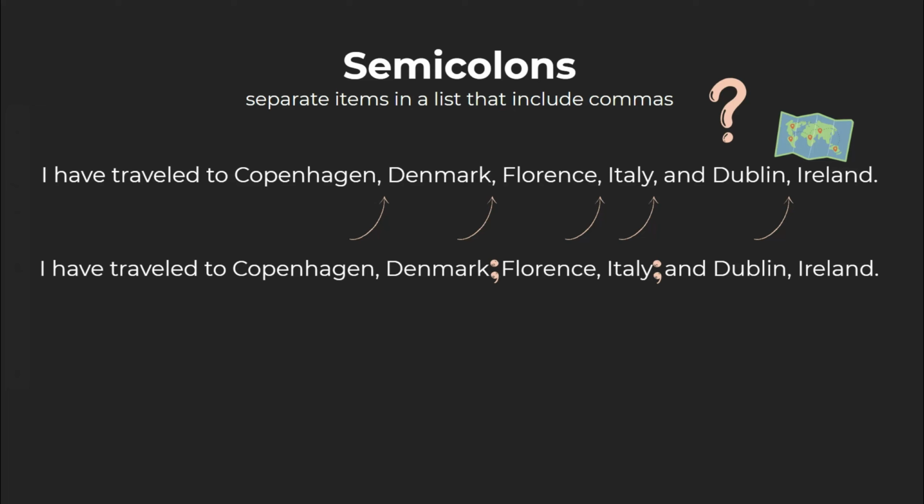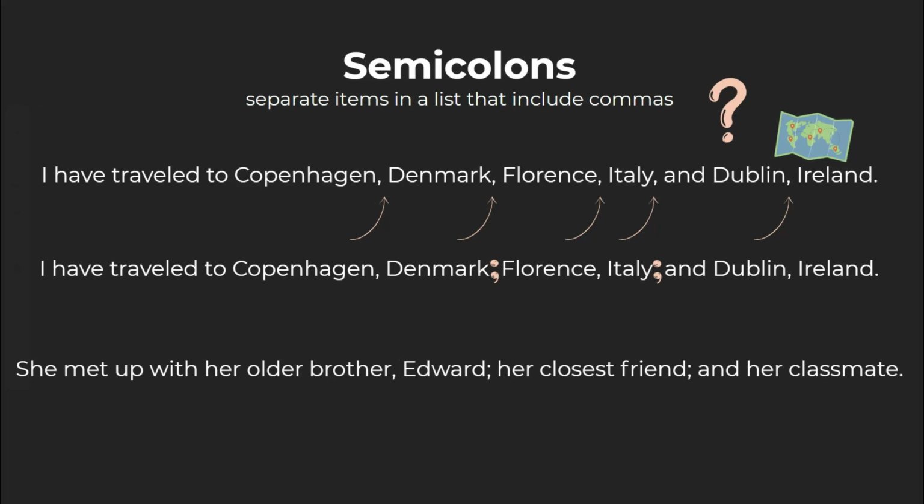Another example would be, she met up with her older brother, Edward; her closest friend; and her classmate. In this case, only the first entry, her older brother, Edward, has a comma, but we continue using semicolons throughout the rest of the sentence for consistency.